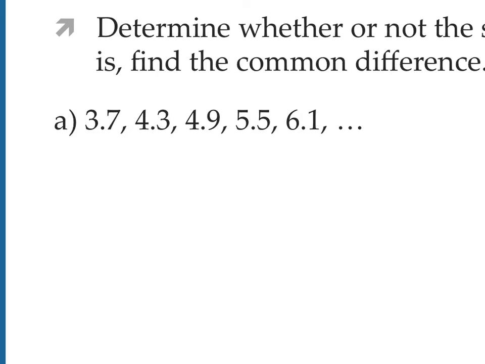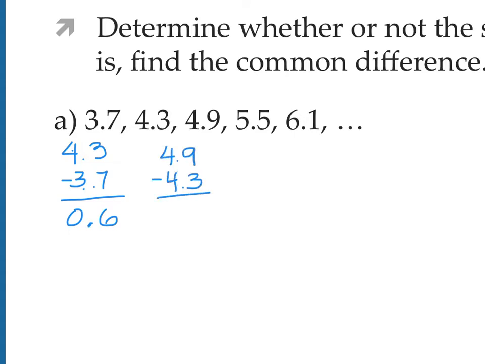So I want to take the second one, or 4.3, and I want to subtract the first one from it. So 4.3 minus 3.7 is what? 0.6. And then if I did 4.9 minus 4.3, it'd be 0.6. And then if I did 5.5 minus 4.9, it's 0.6. And then 6.1 minus 5.5.